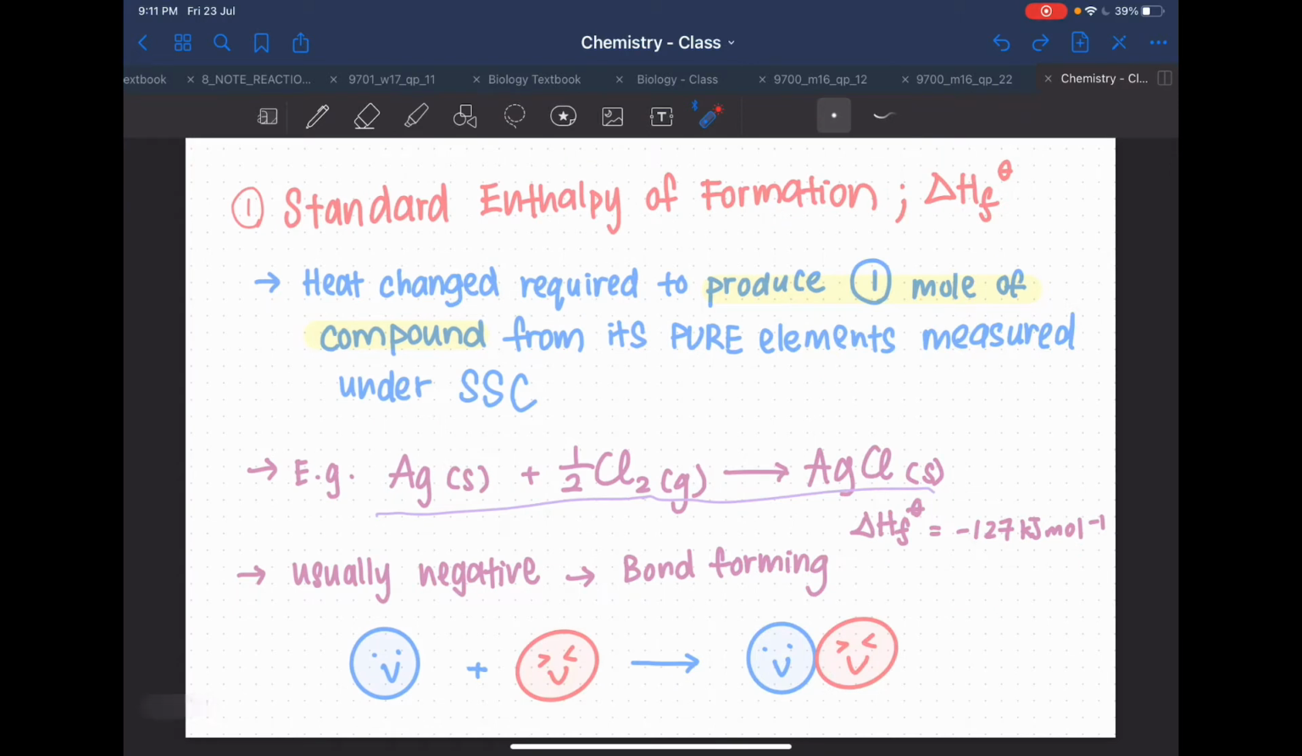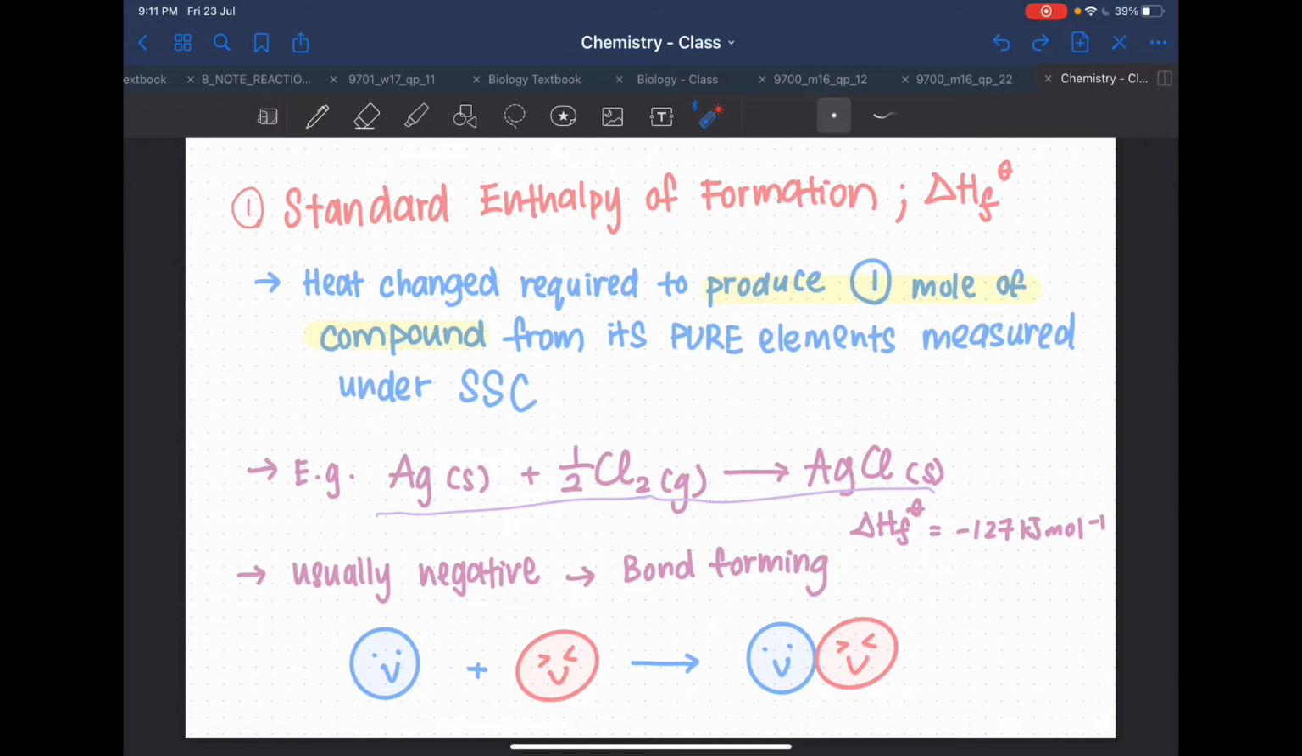First is the standard enthalpy change of formation, symbolized by this. It is the heat change required to produce 1 mole of compound from its pure elements measured under standard state conditions, which means that the elements at this standard state condition, the most stable physical state, are formed into a compound. So they combine together to form a compound.